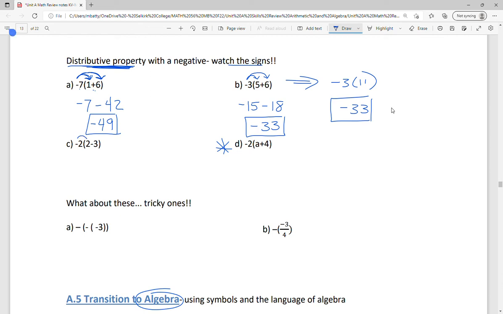So let's keep practicing this pattern. Negative 2 times 2 is negative 4. Negative 2 times negative 3 is a positive 6. So my answer is a 2.